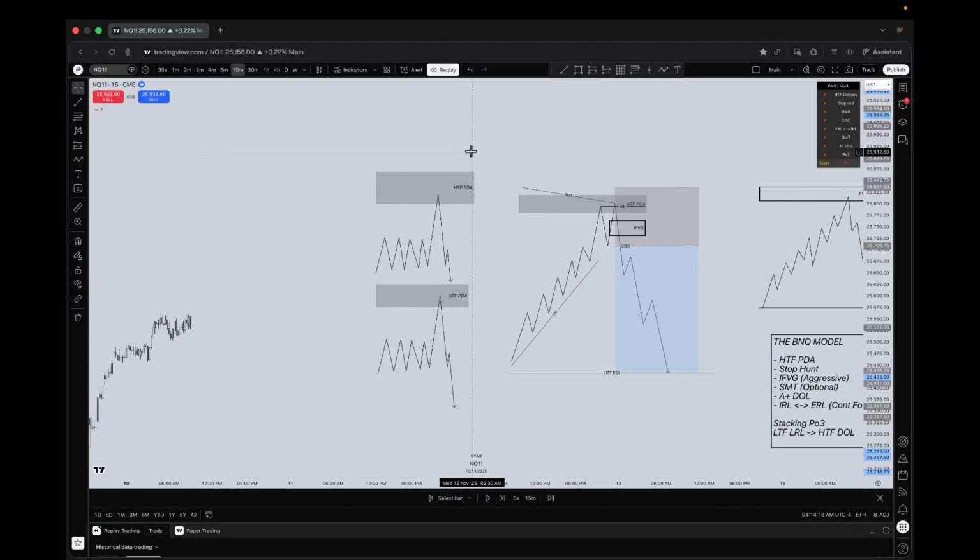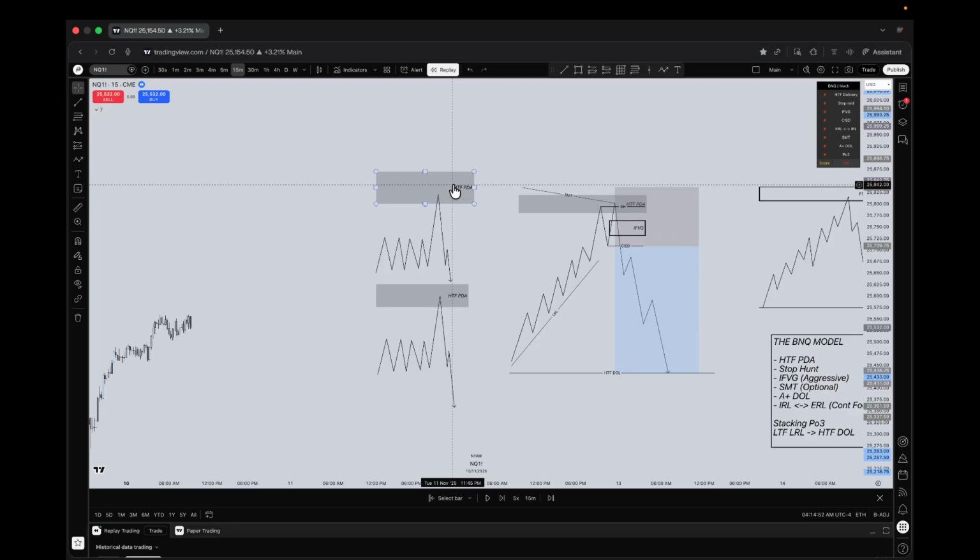Okay, so this first one over here, this is what we like to call true manipulation. You guys understand the concepts of SMTs, right? SMT divergences. Now, in this scenario, we would like SMT divergence, but we don't want a SMT divergence from a fair value gap. To classify as true manipulation, both pairs need to be aligned and correlated. Okay, so say this is NQ. Okay, NQ taps into this. Let's just call this an hourly fair value gap.